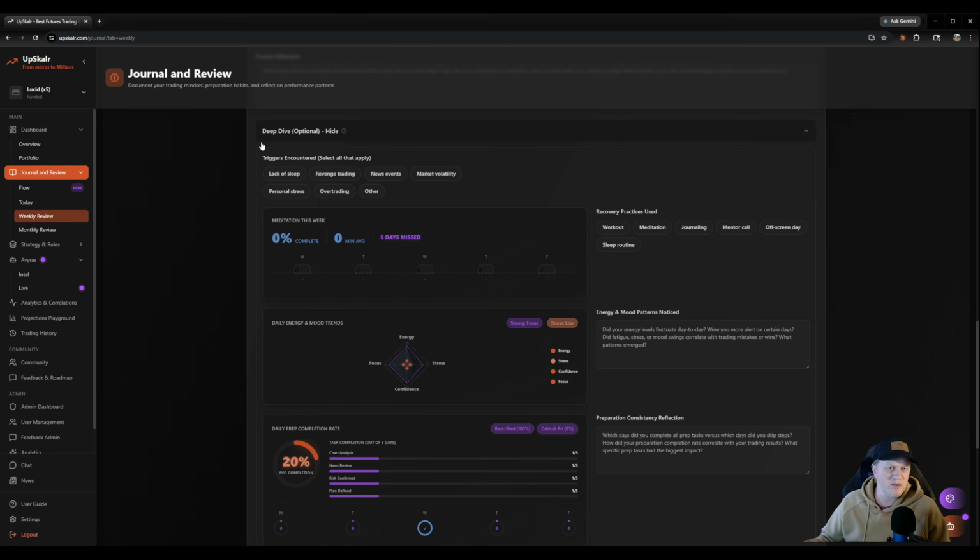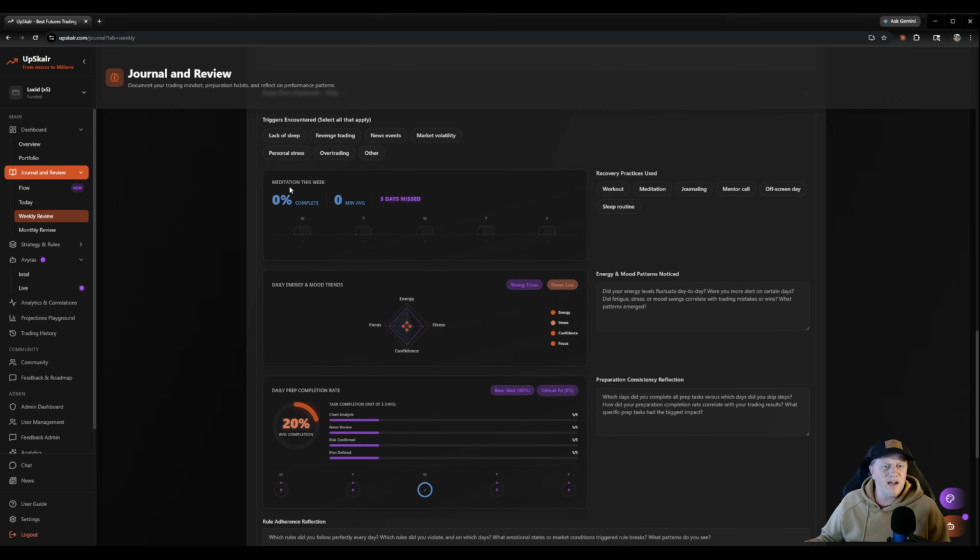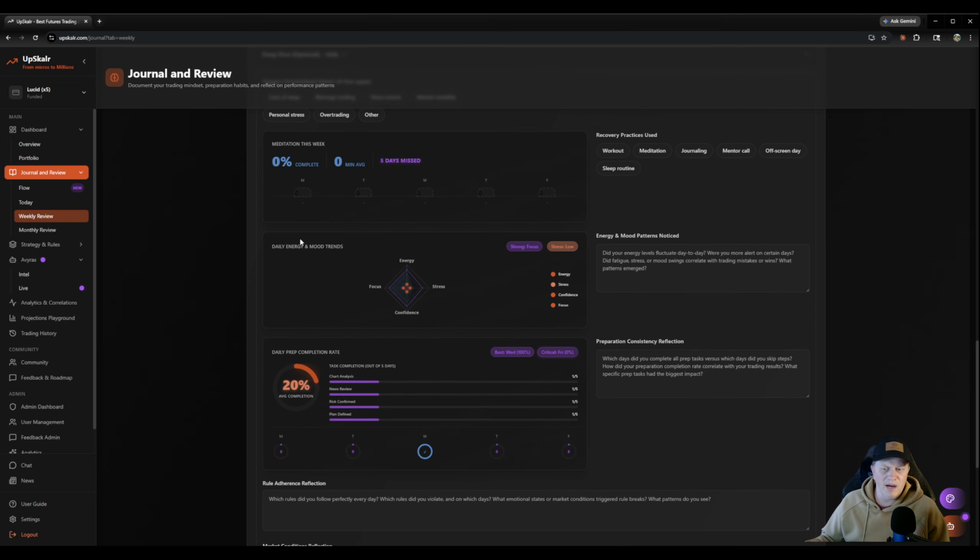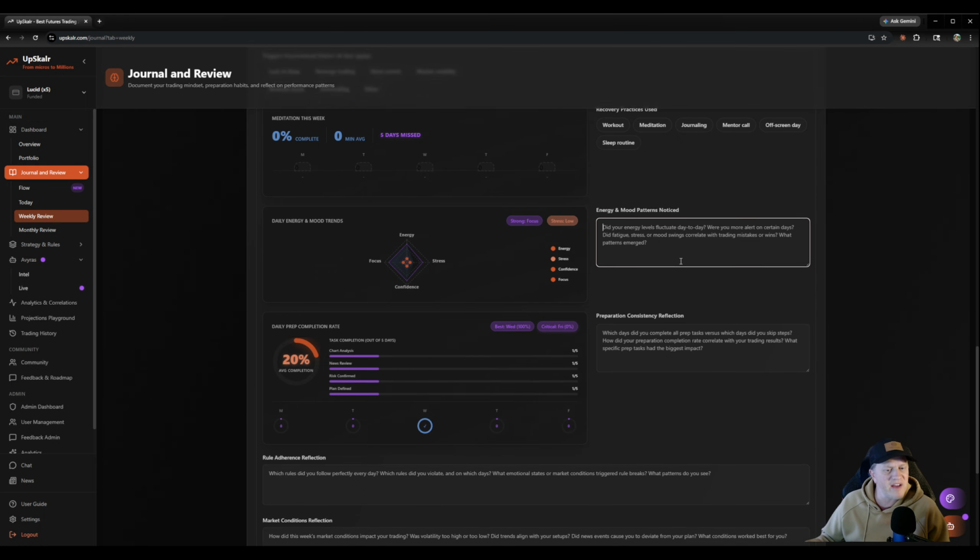I built this into the weekly review, because I think this is too much to do on a daily basis. But you can see whether or not you actually spent some time meditating and focusing before the market opened, and what were some of the recovery practices that you used when things went south. If you've documented your energy and your mood and things like that on the daily journals, you'll get some graphs here, and you'll be able to see what your trend was throughout the week, and so you can document that as well.